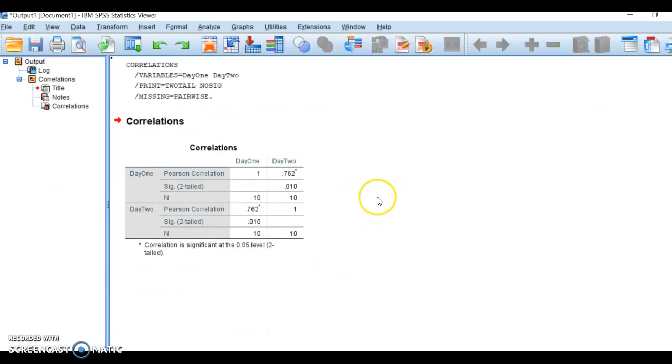Look here, we have our data, and there is a significant correlation between day 1 and day 2. It's because my p-value is less than 0.05, and I've got a significant positive relationship here. So in essence, this is telling me I have a reliable measure because there's a significant relationship between the body fat that I get on day 1 and the body fat that I get on day 2. So that's a quick way to assess the reliability of a measure by using a correlation coefficient.